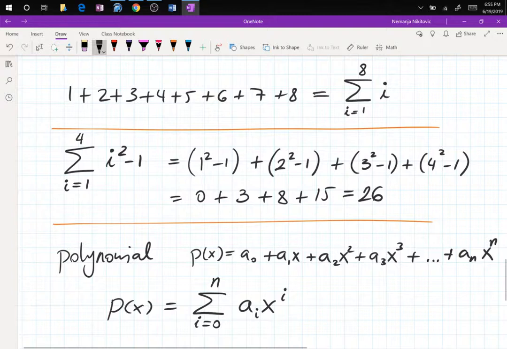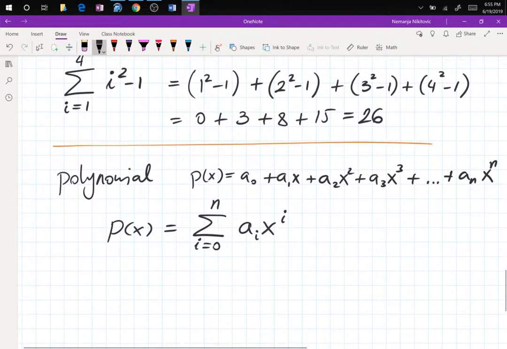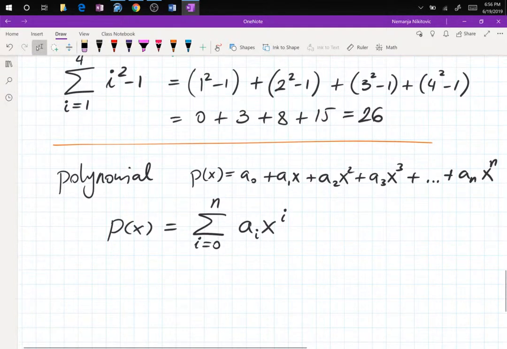These are the fundamentals of computer science programming, if you want to do loops and some cool stuff. So if you look at this, the first time around i is equal to 0. You get a0 x to the 0. How much is x to the 0? 1. So a0 times 1 is a0.